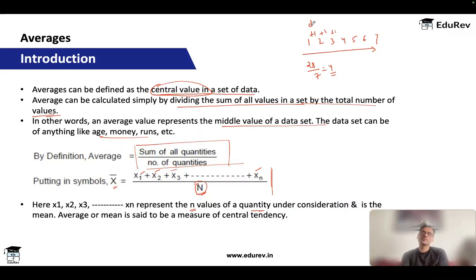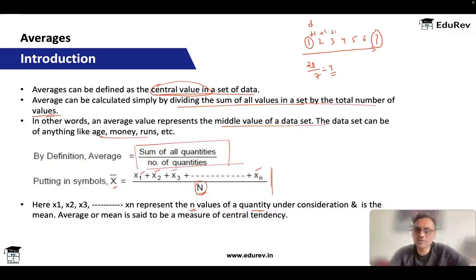So when your terms are in arithmetic progression, then and only then, there are multiple other ways of calculating average, which is I can take one term from the start and an equidistant term from the end. What does equidistant mean? If I take first from the start, I should take first from the end. If I take second from the start, I should take second from the end. If I take third from the start, I should take third from the end.